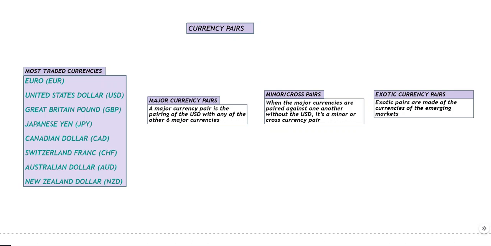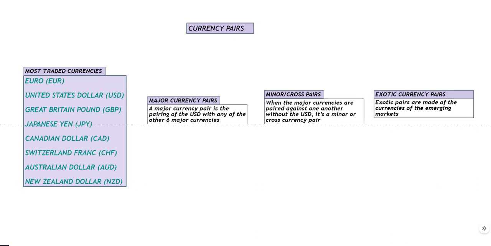So the next one, let's talk about the major currency pairs. Now we've talked about the most traded currencies, or the major currencies that are being traded. Now let's look at the major currency pairs. A major currency pair is a result of pairing the US dollar with any of the other 6 or 7 major currencies. So when you pair the US dollar with any of these ones, euro, GBP, JPY, CAD, CHF, AUD, NZD, then you have a major currency pair.